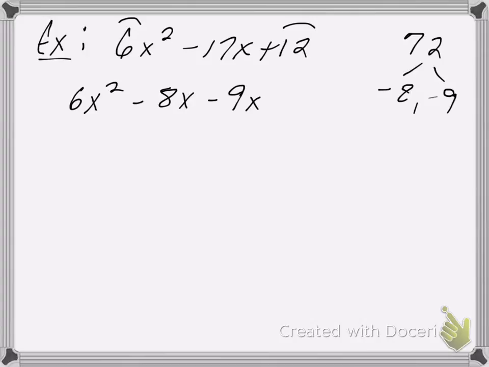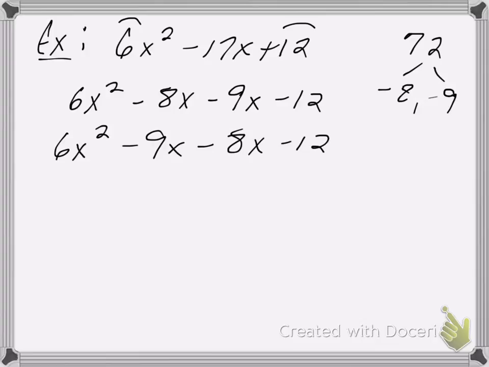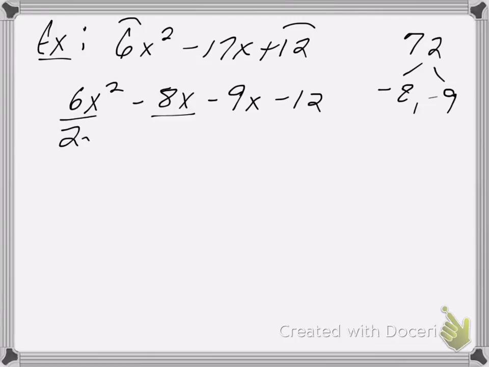And by the way, I need to mention this. It doesn't matter the order that you split them up. I could very easily do negative 9 minus 8. It's going to look a little different in the process of doing it, but you will end up having the same answer in the end. So don't worry about which order they should be in. Just split them up using the right numbers and you'll get the correct answer if you do the rest of the problem correctly. So take 2x out of the first pair, take negative 3 out of the second pair.